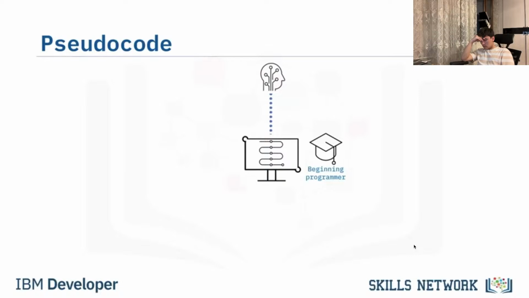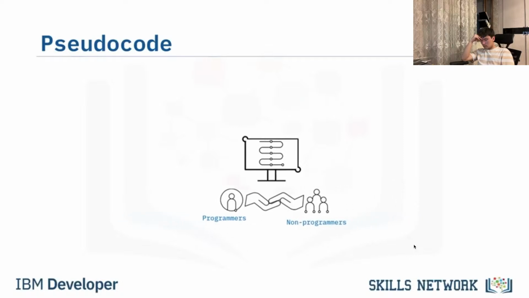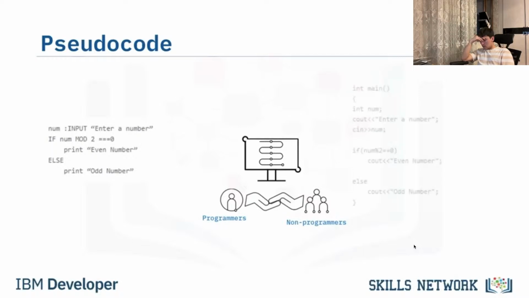Pseudocode is a great way of getting started with software programming as a beginner without worrying about coding syntax. Pseudocode helps both programmers and non-programmers agree about the program's goal and the basics of how the task should be done. Here's one example of pseudocode written to check if the user entered an odd or even number. The next example displays the pseudocode written in C++.